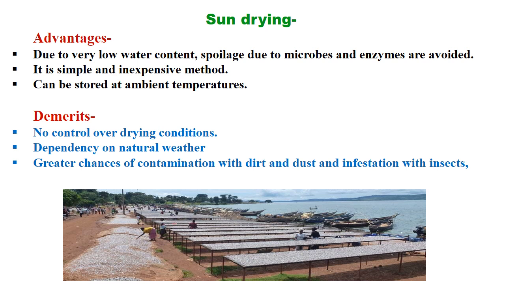So we cannot control the moisture level, temperature, humidity or the wind speed. These three things decide the efficiency of drying, and there is dependency on natural weather. Whenever there is cold or rain, we cannot do it efficiently. And thirdly, there are greater chances of contamination with dirt, dust and infestation with insects, because it is done openly, so chances of dirt, dust or insect infestation are always there.